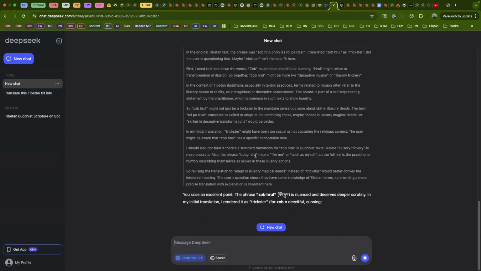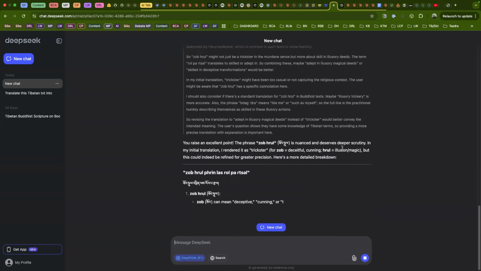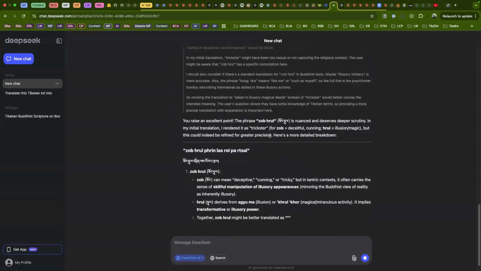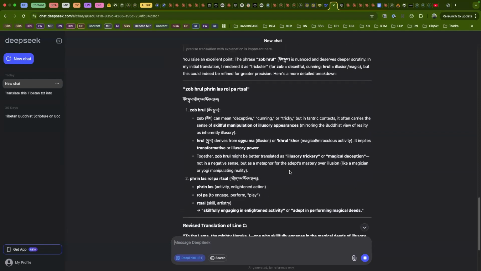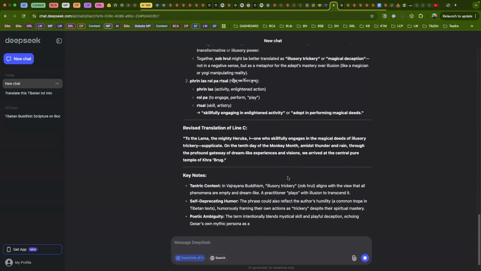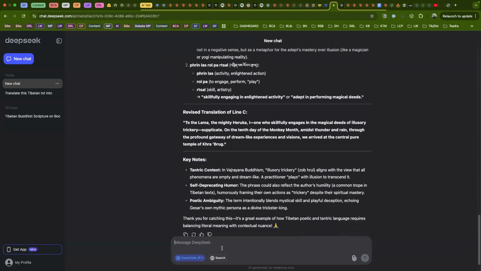Such as myself, is it getting Dagdra right, like me, such as myself. Yeah, we're talking about someone known as deeper screening. In my initial translation, I ran it as trickster, a rule for illusion magic, but this could indeed be refined. And so it goes on through a process, and that's the advantage of the model that is coming in the shape of a general LLM, that you can have these kinds of discussions for the question, and that's a reasoning model.